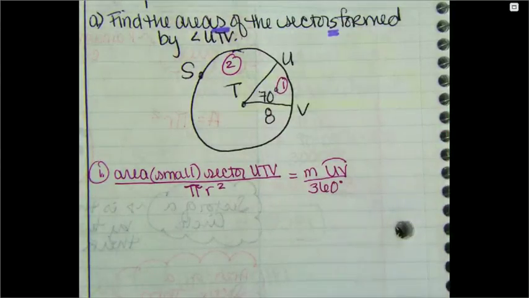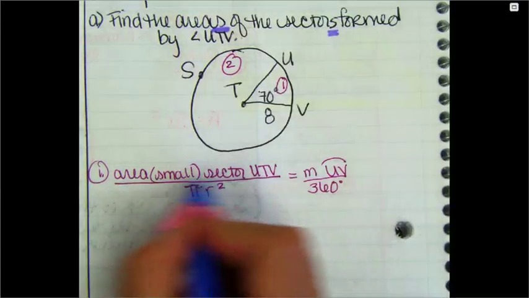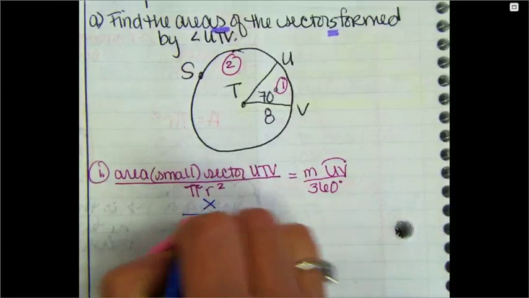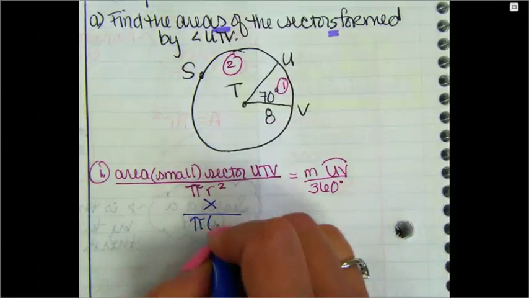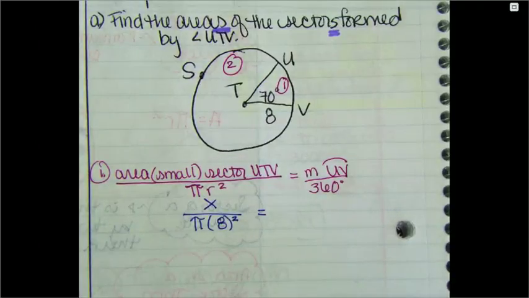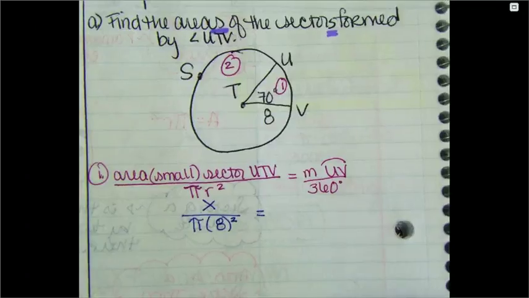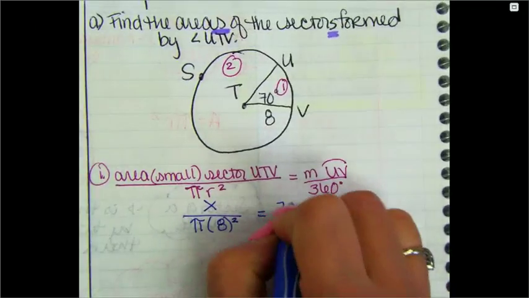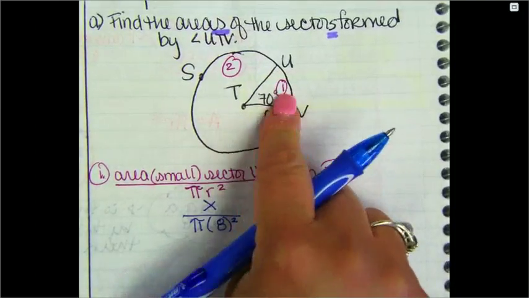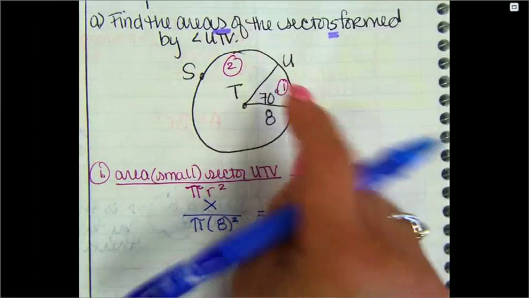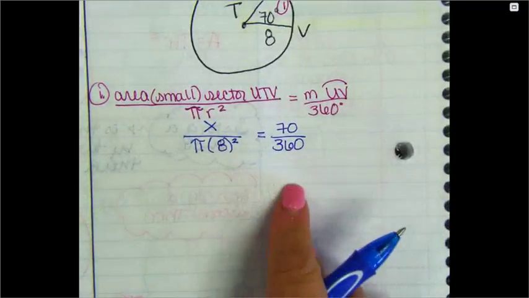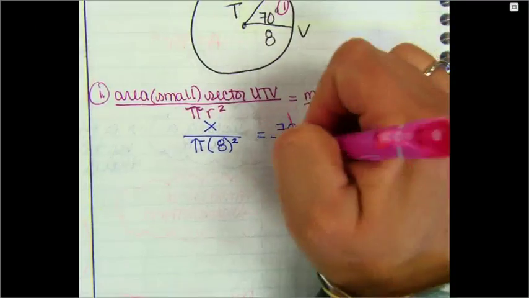What am I looking for? The area of the sector. So do I know the top? No, so what do you call it? x. Wonderful. Over pi. What's your r? 8 squared equals, what's the measure of the arc? Why is it 70? Good. If the central angle is 70, then the arc is 70 over 360. Can I reduce 70 and 360? Yep. Divide by 10.